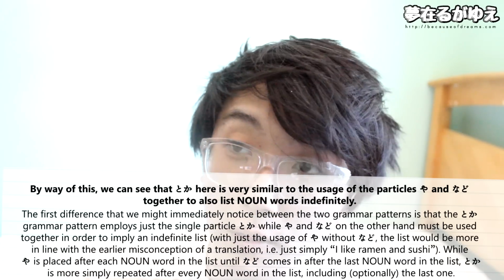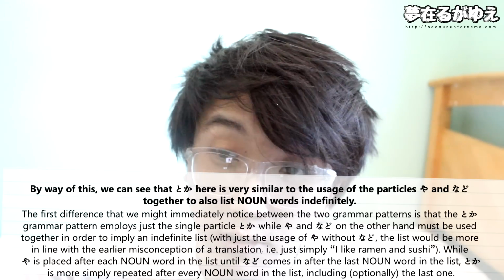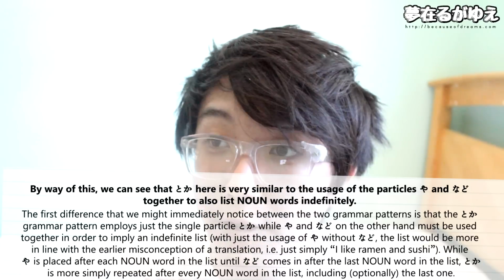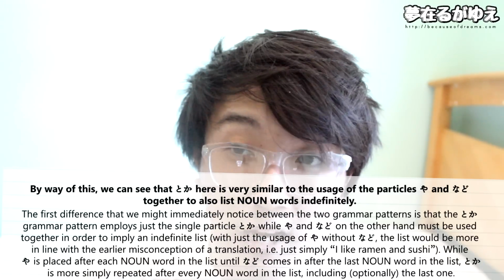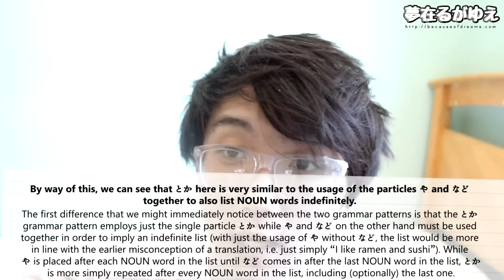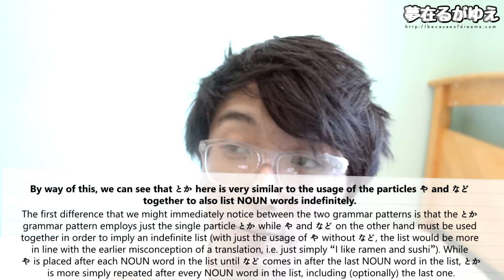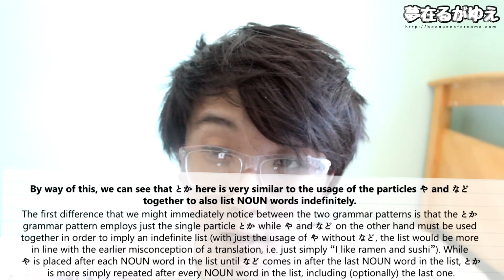For ya and nado, we have to use ya after each noun, then nado at the end of the last noun. If we only used ya without the nado, it would be more in line with that misconception of a translation that we were talking about. If you just use ramen ya sushi ga suki desu, that's just going to be I like ramen and sushi. There's no implication of the list going on and it being of other foods.